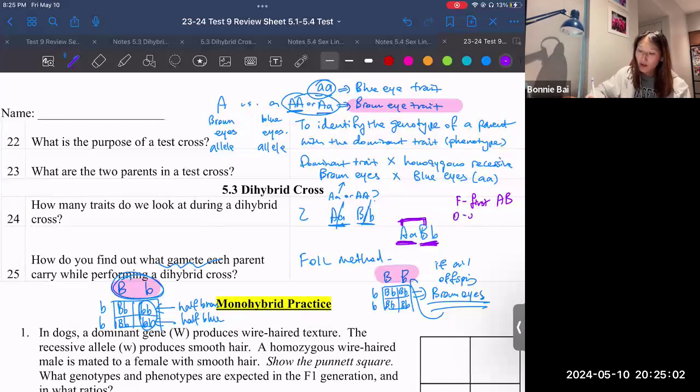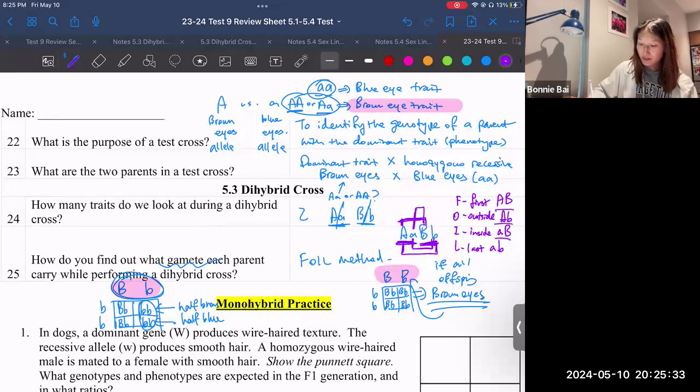Okay. O for outside. We're looking at the first and the last of the letters, big A, little b. And then we have I for inside. The inside 2 letters, we have little a and big B. And then we have L for last, little a, little b. L for last is saying the last of each group of letters. So the last of the A and the last of the B gives you little a, little b. So in this case, we have 4 different gametes.